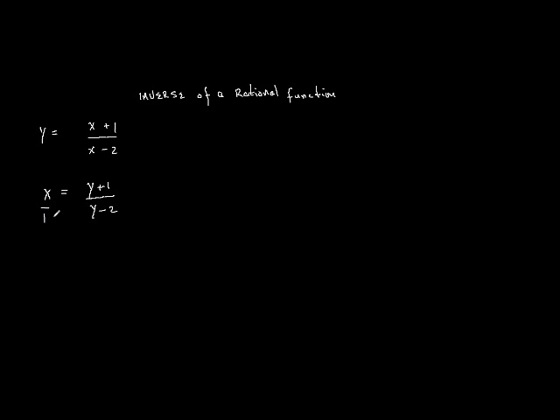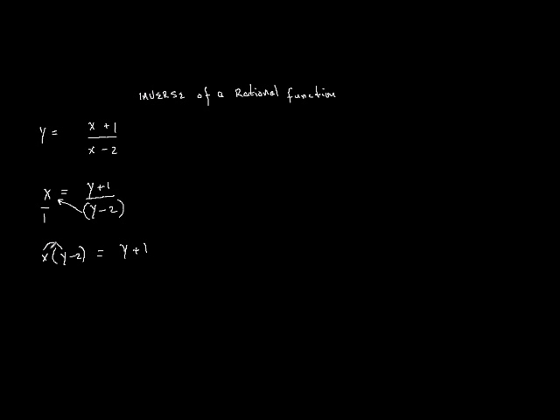The next thing we do is we just cross multiply. We do this because we don't want to have to deal with fractions. So we have x times (y minus 2). Notice that the entire denominator here, when I move it up by cross multiplying, all of it multiplies my x, which is why I need to put the brackets. So x times (y minus 2) equals y plus 1.